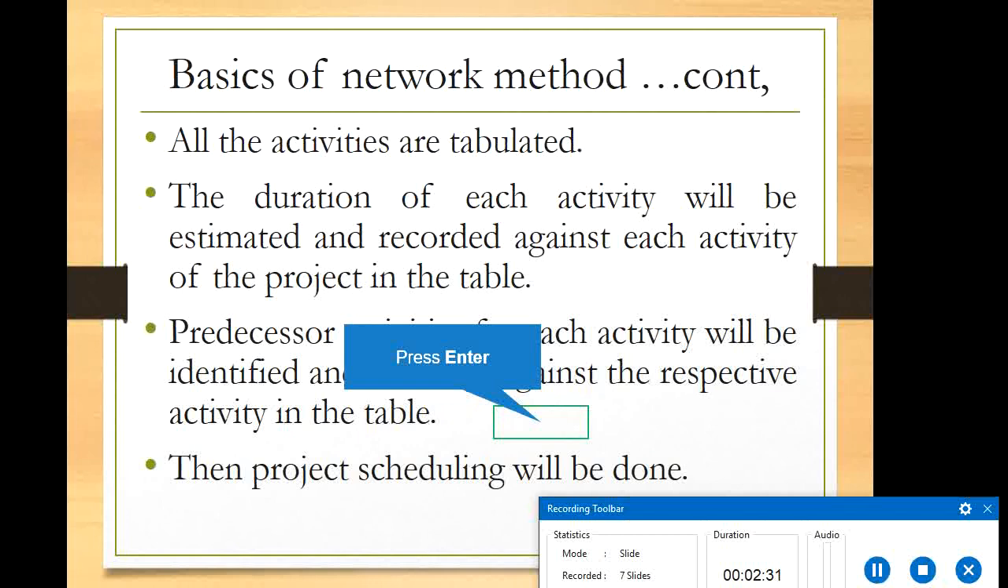In the table, you have to identify the number of activities. You have to give the code for each activity, and a description if you have any. The next column is the preceding activity for each activity, and the next one is the duration. This is what the table consists of. Then project scheduling will be done.